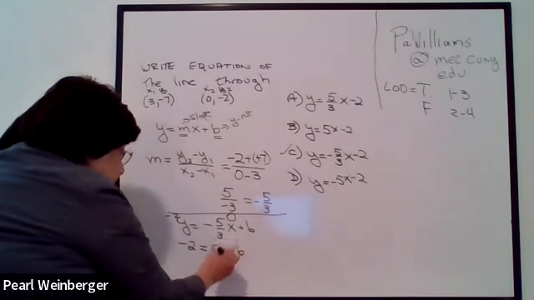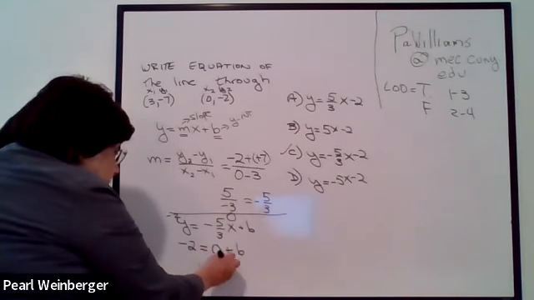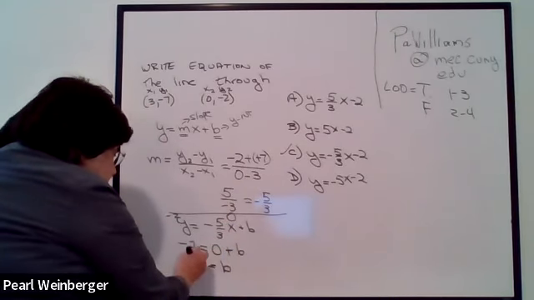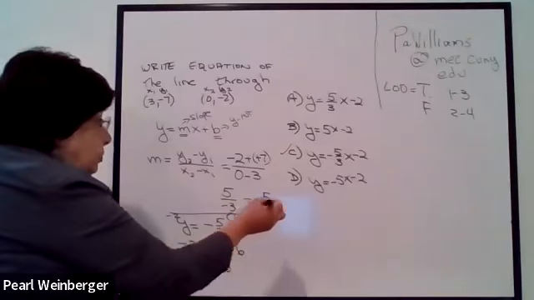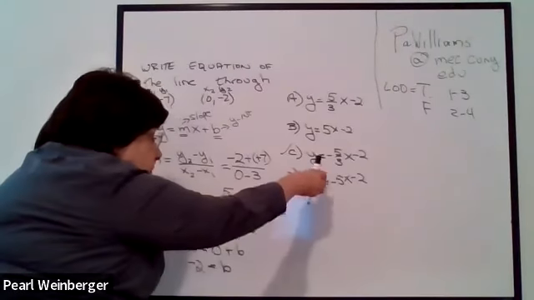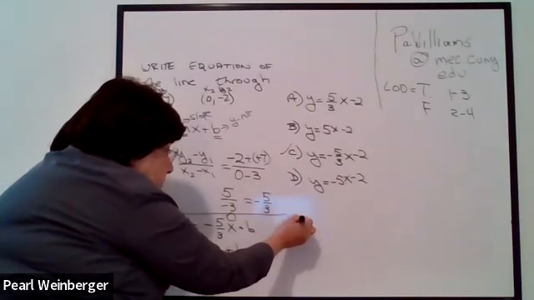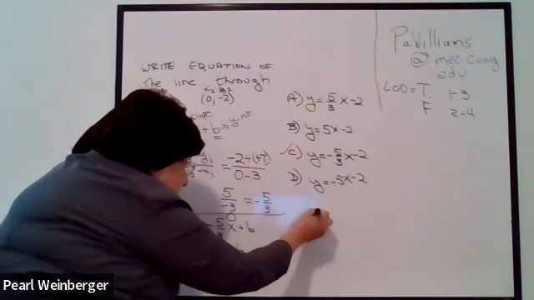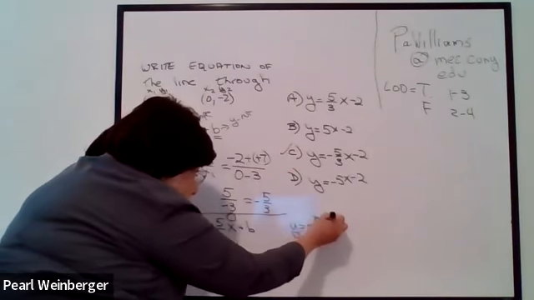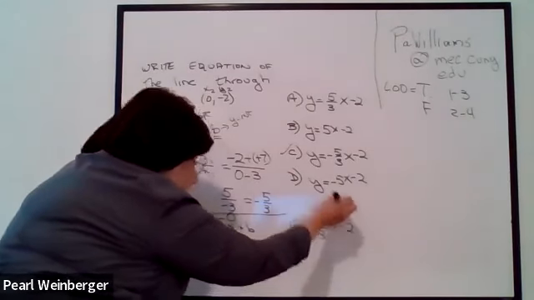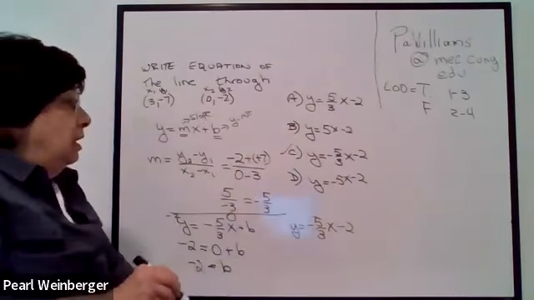Plus the b, obviously the 0 cancels out, and we get b equals -2. So therefore, my equation becomes y equals -5/3 x minus 2, which again is choice C.